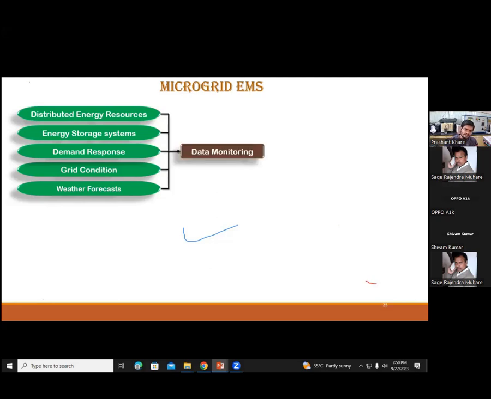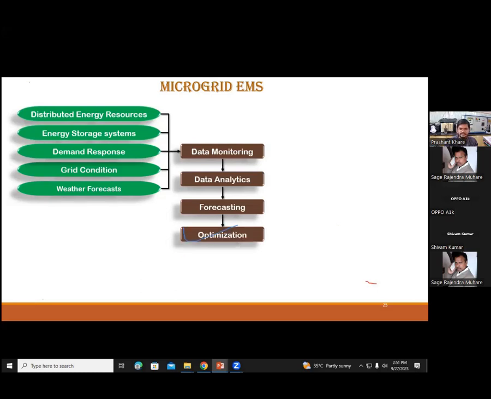So we monitor the data from each of these. Then we analyze this data. Then we forecast this data: today the condition is this, but after 1 hour, after 2 hours, or after 1 day, what will the condition be? Based on that, we will optimize the system and we will also take some input from the energy market, that is, what the tariff condition in the utility grid is. Tariff means the price at which the utility grid or main grid provides power to your microgrid.